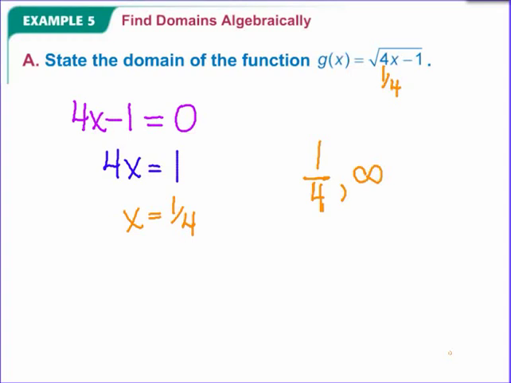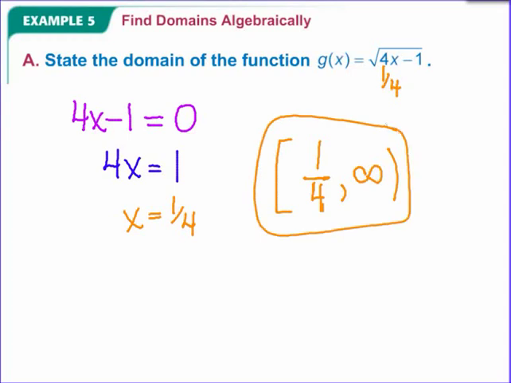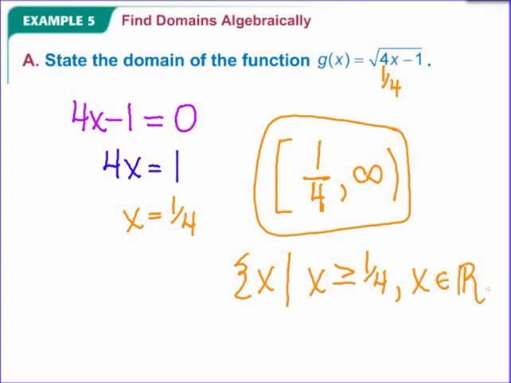Do I include the 1/4, yes or no? Yeah, because I can take the square root of 0. Square root of 0 is 0. What do I do here with the infinity? Parentheses. If you chose to use set builder notation, you could have. It would have been x such that x is greater than or equal to 1/4, where x is an element of the reals. So you could have done that.